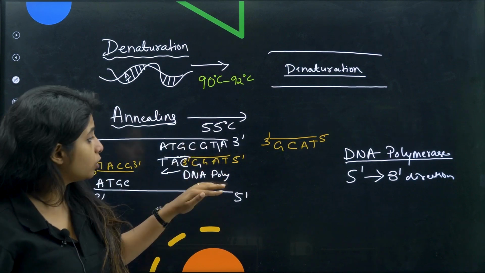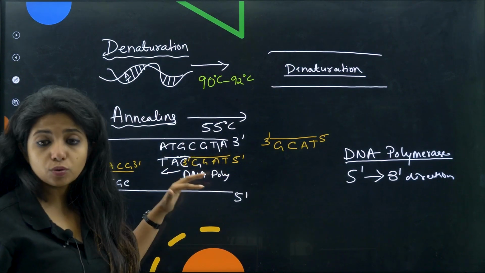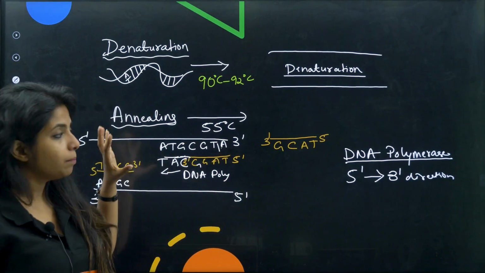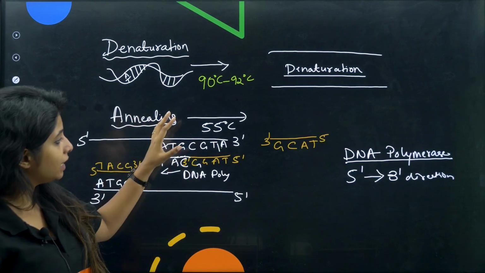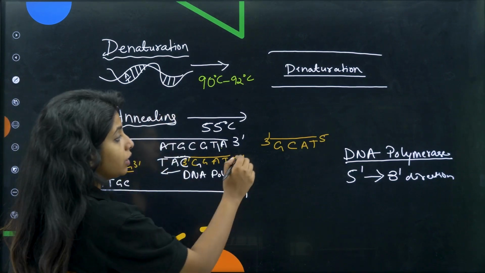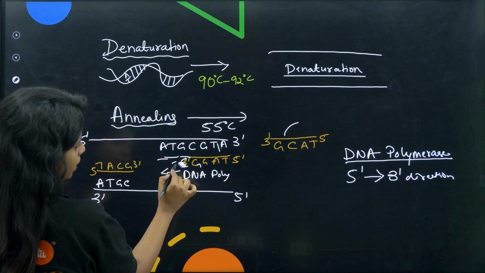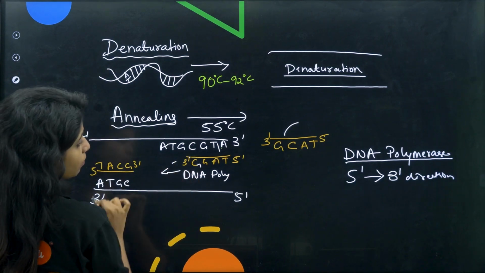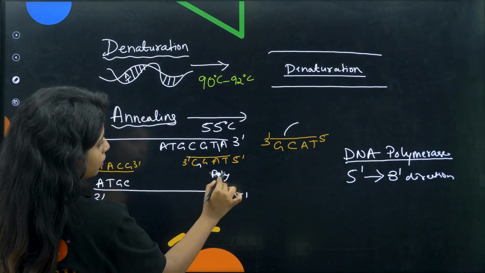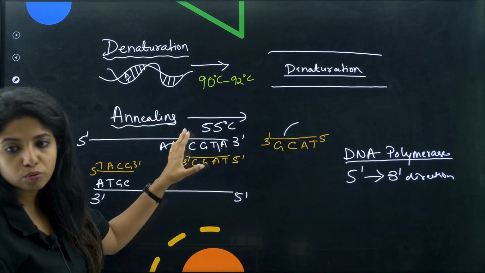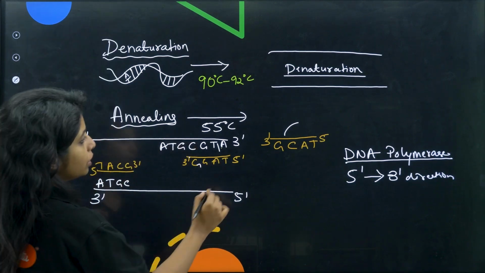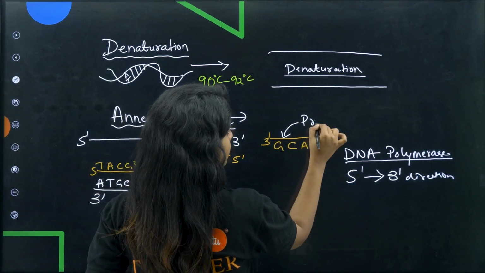Please remember, you need DNA polymerase for the extension. But I have not come to extension yet. I am talking about annealing. For annealing, what do you need? You need a primer. So as of now, I am just going to erase this because I am not talking about elongation. I have just spoken about annealing, and for annealing you need a primer. And what is a primer, children?